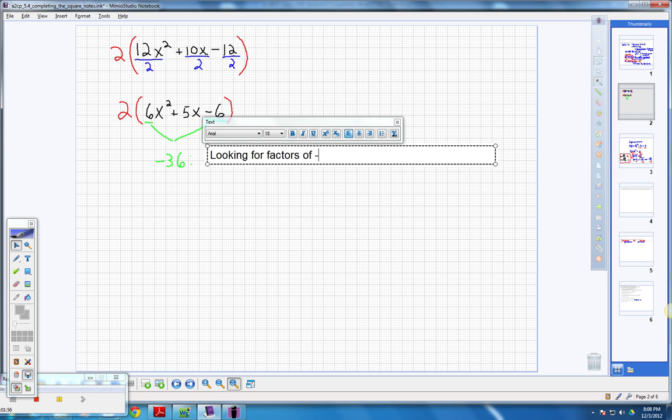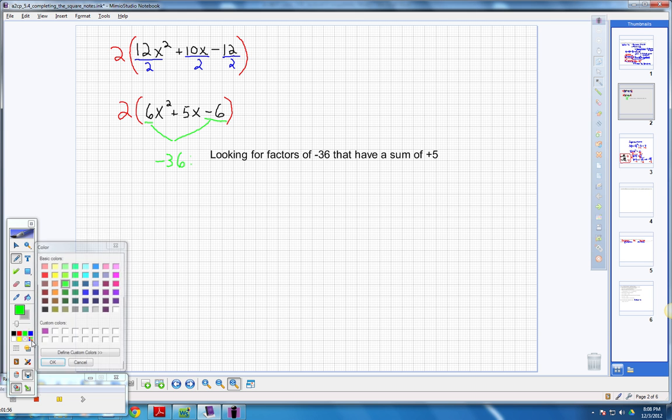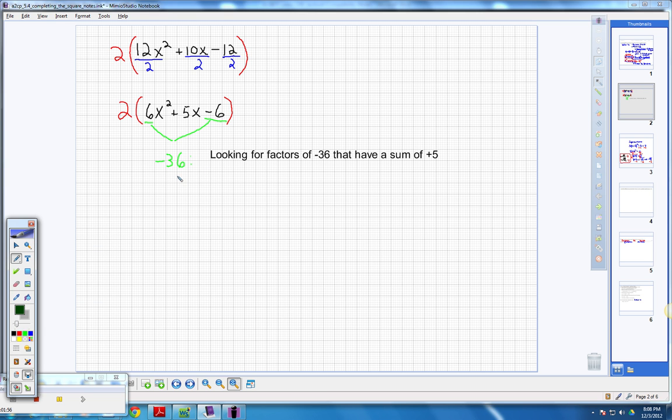Actually, I want to say negative 36. And that's a sum of positive 5. I want to make sure that's a sum of positive 5. So when we're looking for those factors right here, which I'll go ahead and mark here in a different green color, you know that 6 plus negative 6 would give you 0.